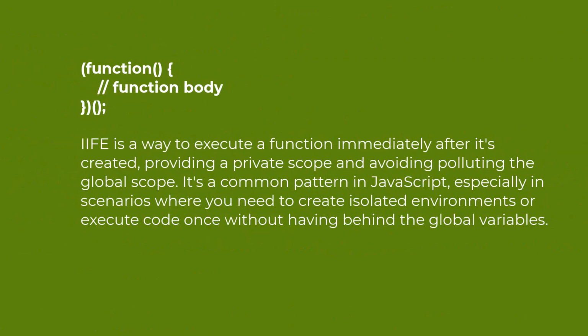So in summary, we can say that immediately invoked function expression is a way to execute a function immediately after it's created, providing a private scope and avoiding polluting the global scope. And it's a common pattern in JavaScript, especially in scenarios where you need to create isolated environments or execute code once without leaving behind global variables.